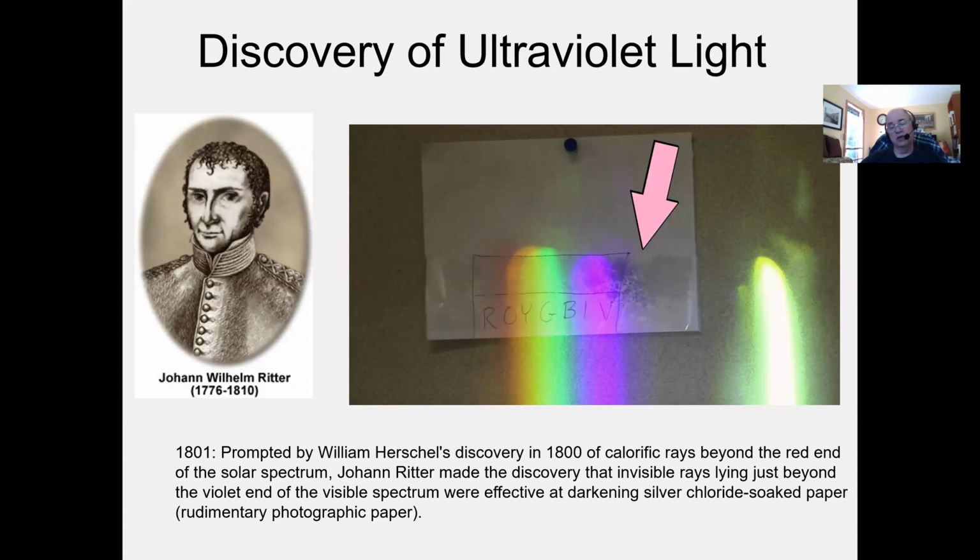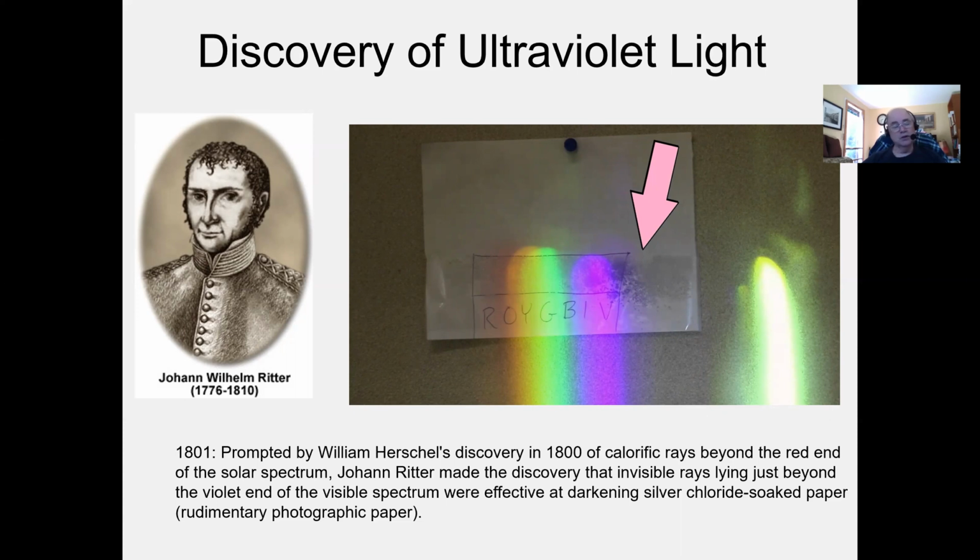He used what we would call now a rudimentary photographic paper, paper dipped in this silver chloride solution, in which again the different colors would chemically react. The light would chemically react with the paper, and it would by and large make the paper turn dark. And so the darker the paper turned, the more energy was going in through that color.